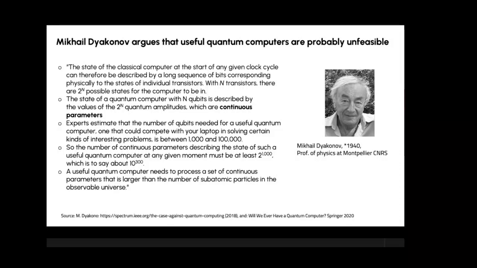A useful quantum computer needs to process a set of continuous parameters that is larger than the number of subatomic particles in the observable universe, because there are less than 10 exponent 300 particles in the observable universe. And with observable universe, it means not only the Milky Way, but all the galaxies that are observable with the Hubble Space Telescope, which are many. And all of them together, with all the millions of stars, billions of stars, and all the planets around them, contain less particles than a quantum computer needs to process as continuous variables.